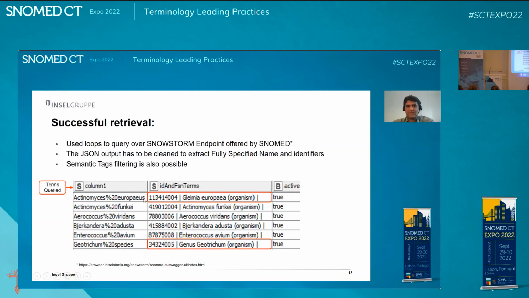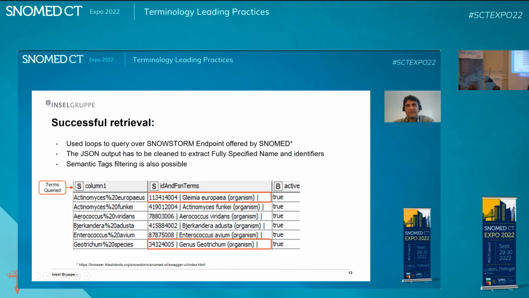Here you can see it was not only the terms which were queried, but also synonyms, because those are not identical. Actinomyces europaeus and Lamia europea are not one match, but rather it retrieved that concept with its identifier. You can also filter in the query whether you are looking for active or inactive concepts. That was also possible.